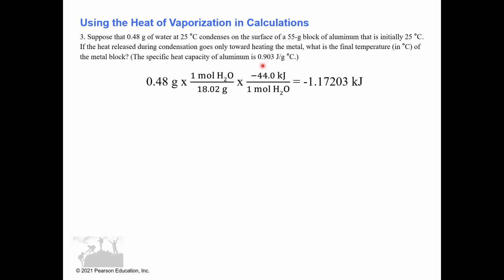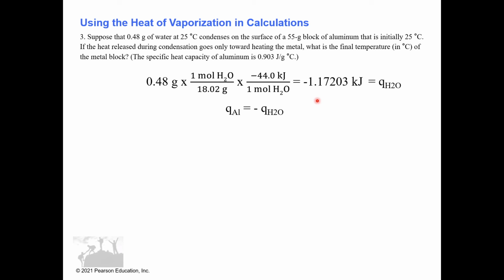And now all of a sudden we have a negative value. Why do we have a negative value? Because our process is condensation, not vaporization. So there are keywords that you have to look out for so that you use the right values and the right signs. So when you work all this out, we have negative 1.17203 kilojoules. And this is our Q water. This is the heat of the water.